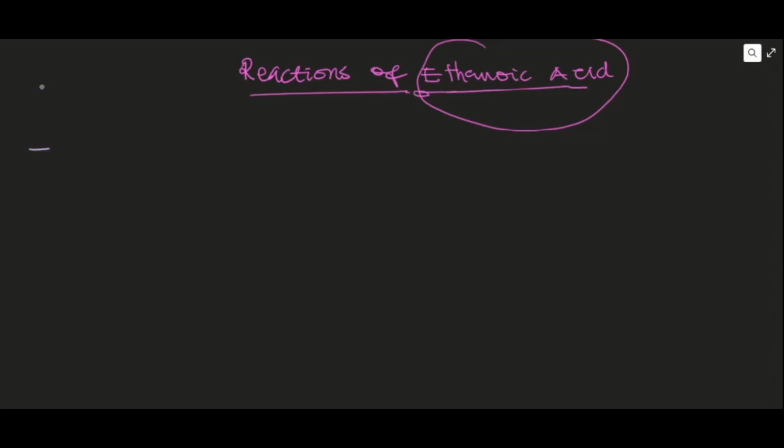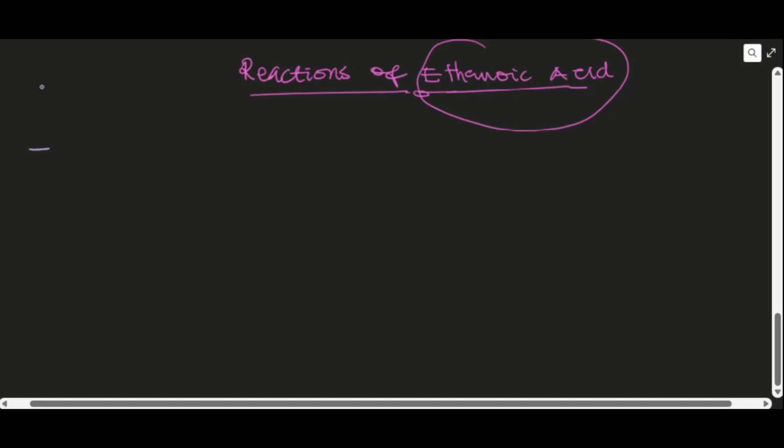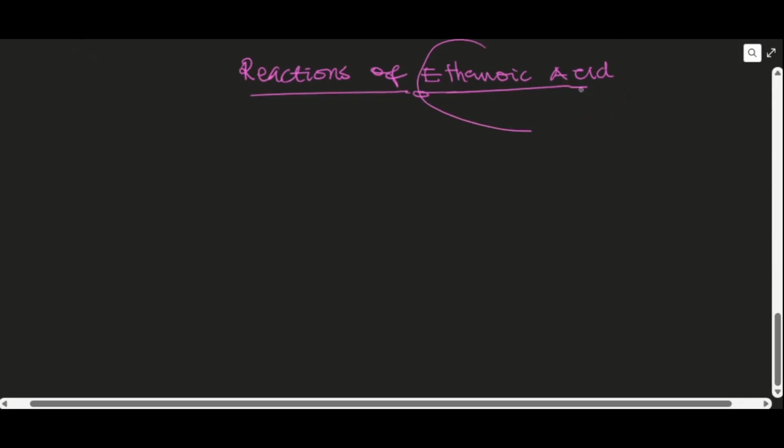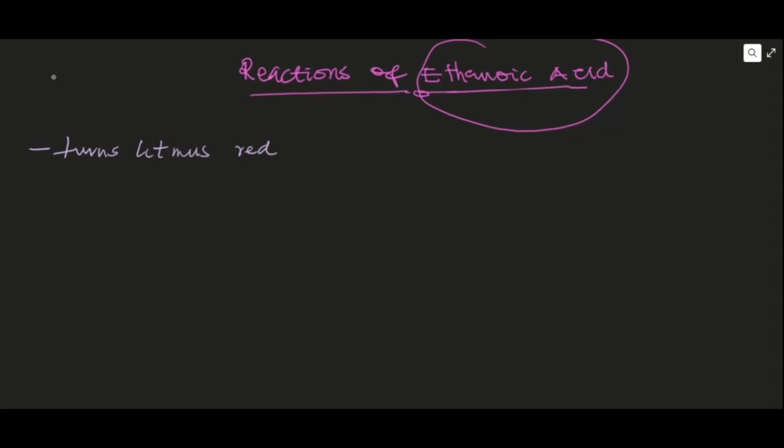Remember, a solution of an acid in water can turn litmus paper red. So ethanoic acid is not left out because it is also an acid. So that's an acidic property of ethanoic acid. Another one is reaction with metal. Remember, acid can react with metal, acid can react with alkali, and acid can react with carbonate.